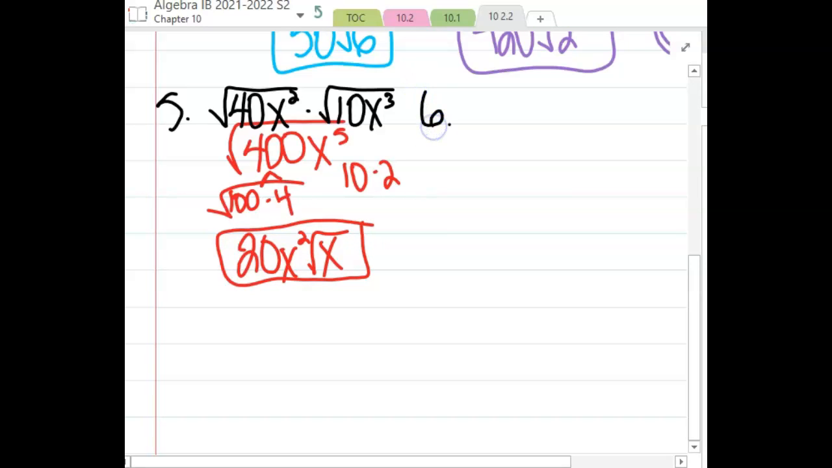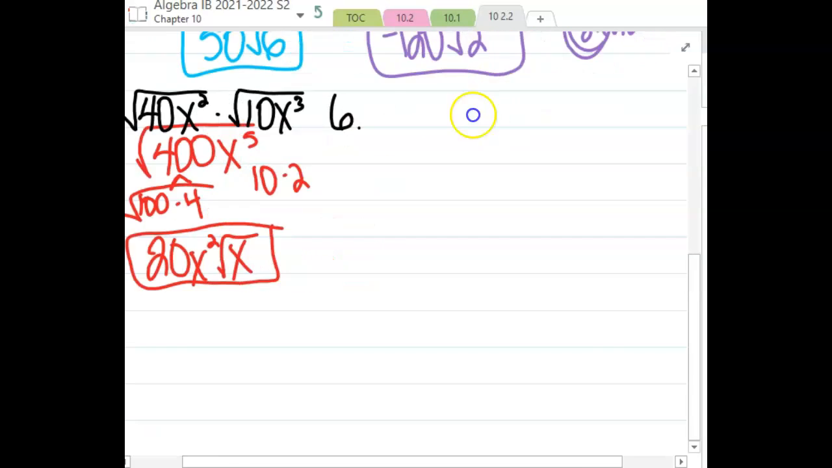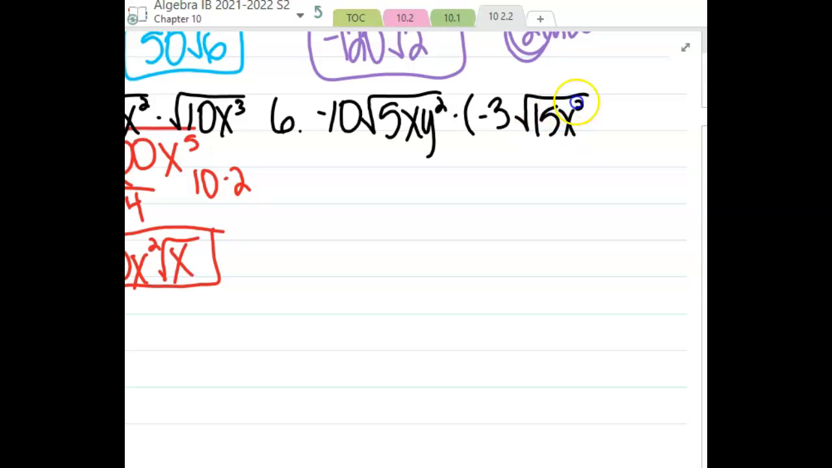Okay, let's do just one more. Let's do -10 square roots of 5xy squared times -3 square roots of 15x squared y. I don't need parentheses there.